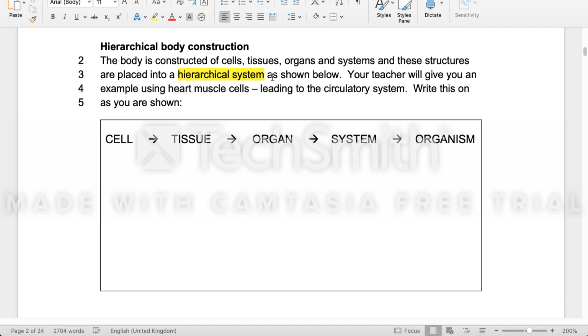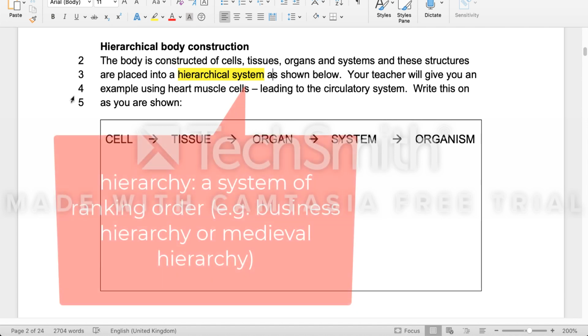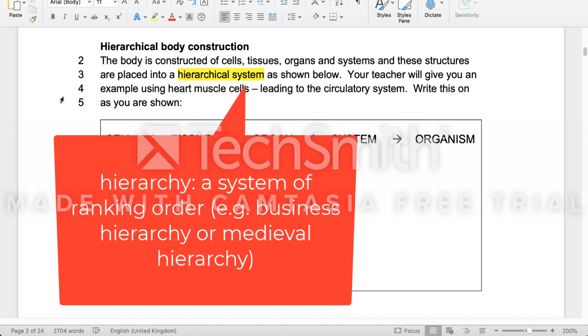I know some of my students have heard this term before in a different subject. A hierarchy is essentially a system of order, okay? And in this hierarchy that we're going to talk about today, it generally goes from smallest to largest, but a hierarchy can be made up of different things, right?